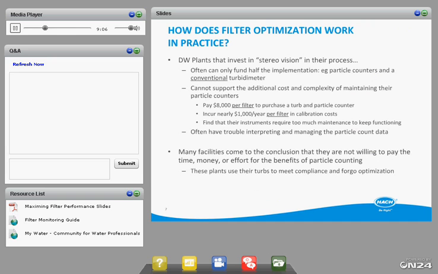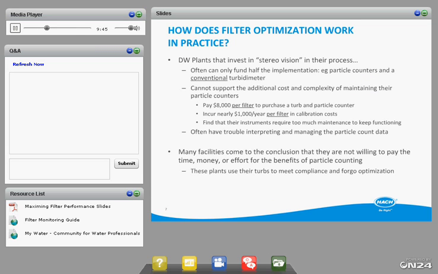So that's how this process works in an ideal world, where you would have stereo vision from two technologies: laser turbidity through the FilterTrack 660 and particle counts through your Hach particle counter. However, we know that in practice, this is not often what happens because of the cost and complexity of this kind of measurement. We find that in practice, often most facilities can only fund half the implementation, which might be, for example, a particle counter and a conventional turbidimeter, such as the 1720 series turbidimeters.